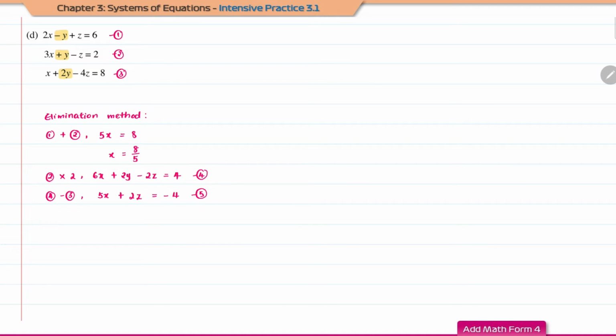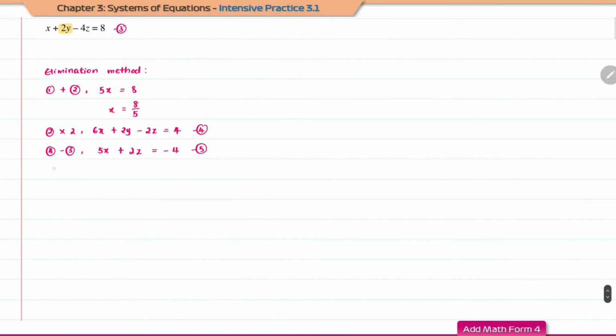Now, as I already found the value of x, straight away I'm going to substitute x equal to 8 over 5 into equation number 5. So 5 times 8 over 5.